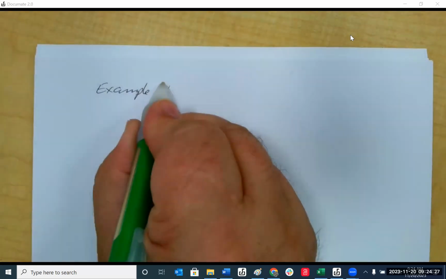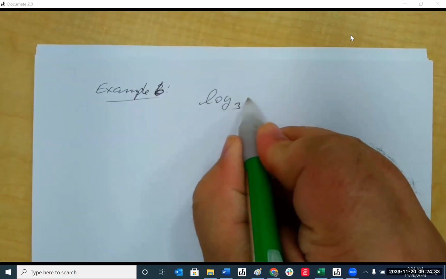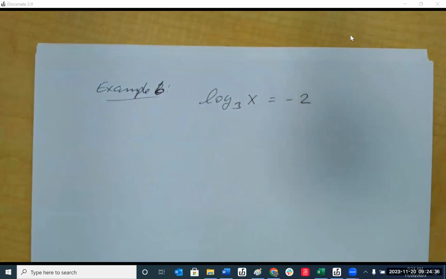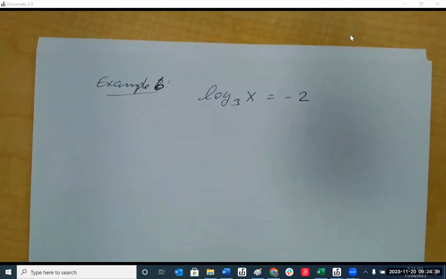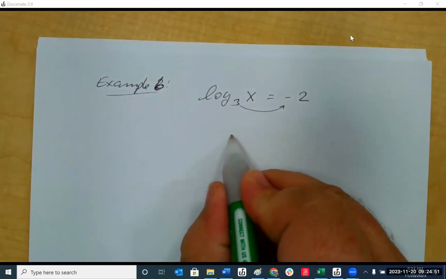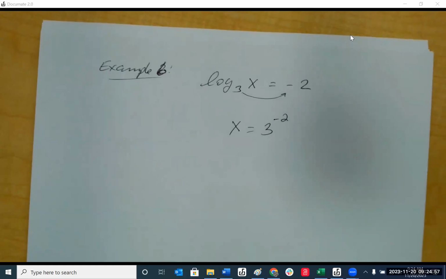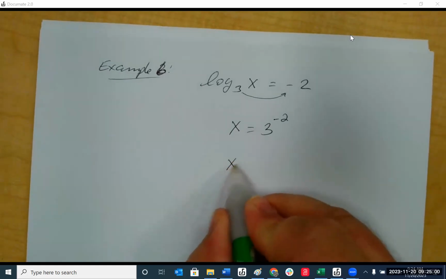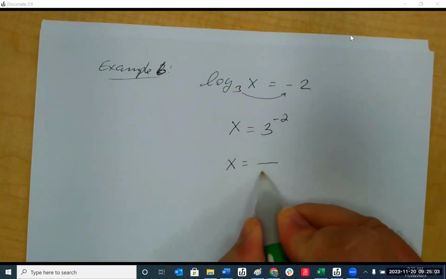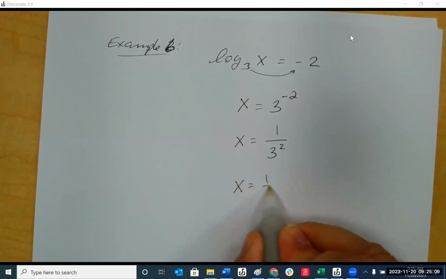Example 6. Log base 3 of x equals -2. Solve for x. This is just a conversion. This is the base. So the base pushes up to the 2x. The log drops off. It's a negative exponent, so it goes on the bottom now. Drop the negative. So x is equal to 1/9.